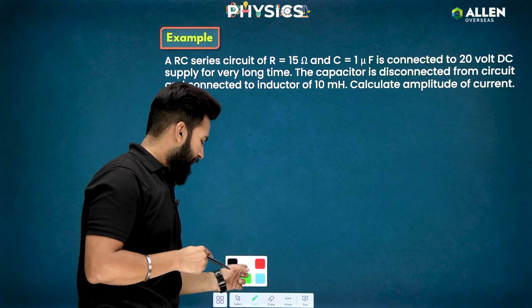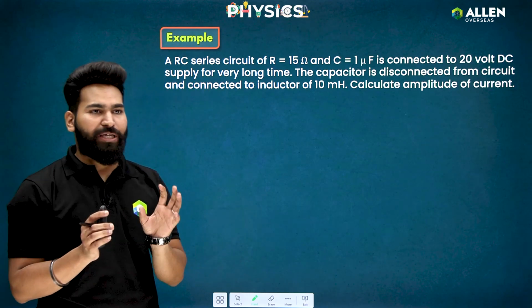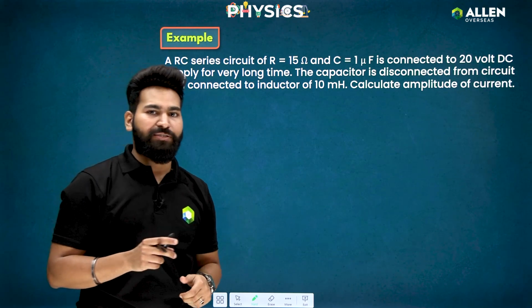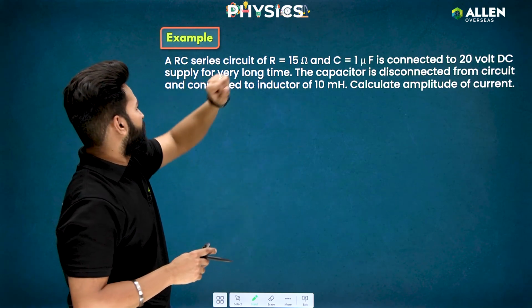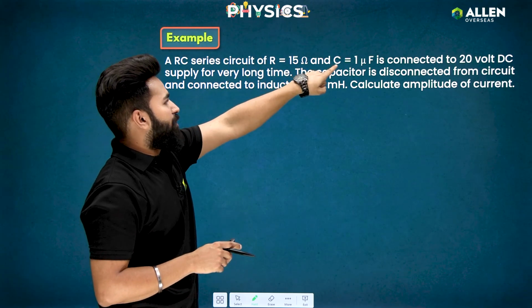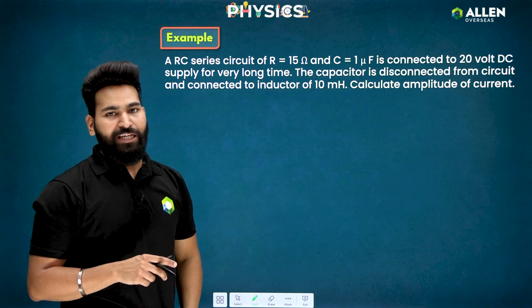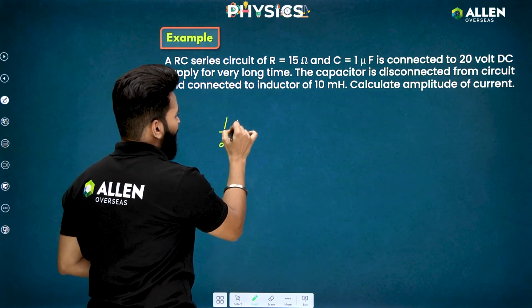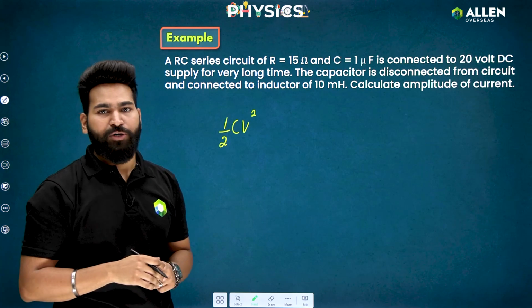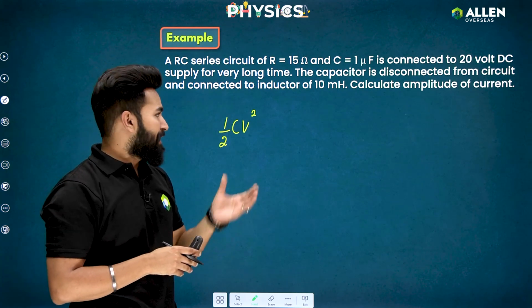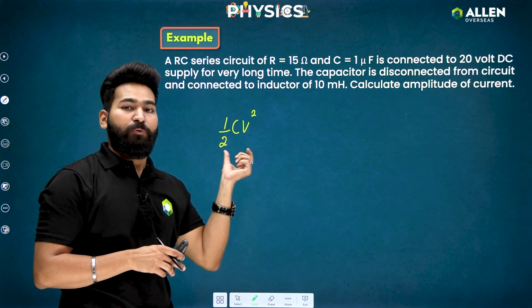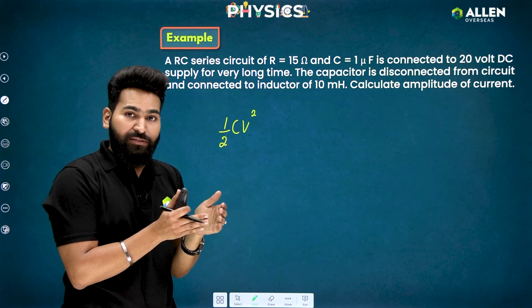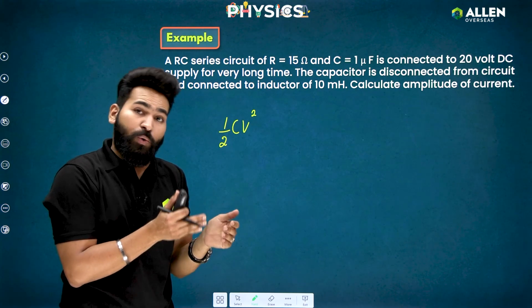So if I want to calculate the amplitude of the current, I will simply be using the concept of energy conservation, because you will simply notice this. See, I know that it was earlier connected to a DC source of 20 volts. So I simply know how much energy will be stored in the capacitor, half CV square. This will be the energy stored in the capacitor in the beginning. And this maximum energy will be the same energy that will be stored in the inductor as well, because maximum energy, when it is stored in the capacitor, is stored only in the capacitor.